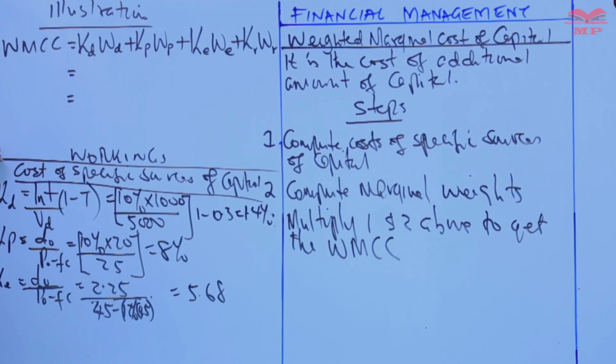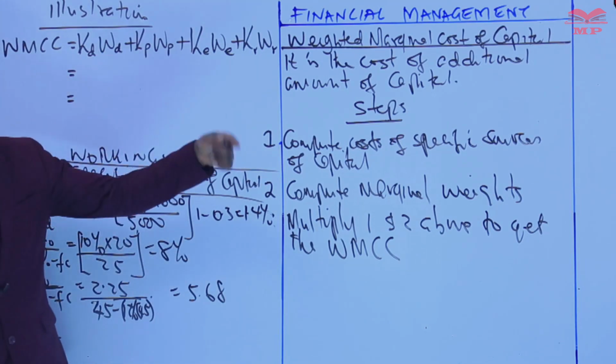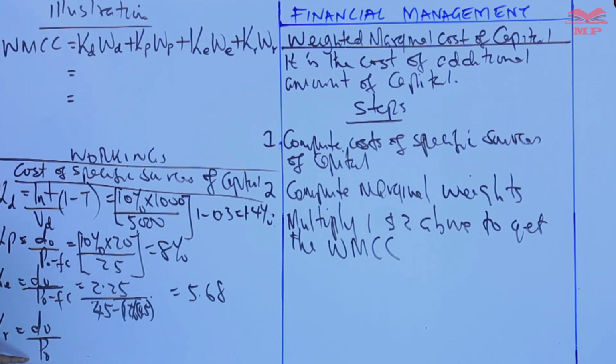Then lastly, we have cost of retained earnings. The formula is D naught over P naught. Now, why are we not deducting flotation cost from the market value of the share when calculating the cost of retained earnings? Correct, Gilbert, that's correct. It's an internal source. We deduct flotation costs because these are costs associated with issuing shares to outsiders. But given that retained earnings is an internal source, there are no flotation costs.